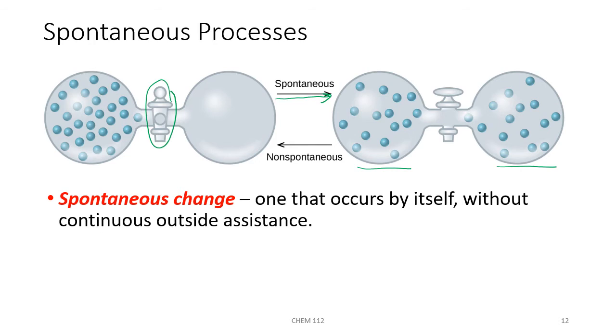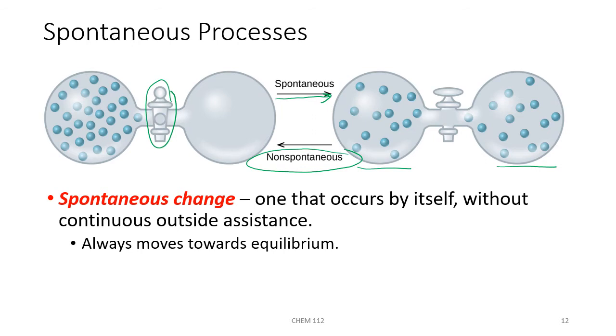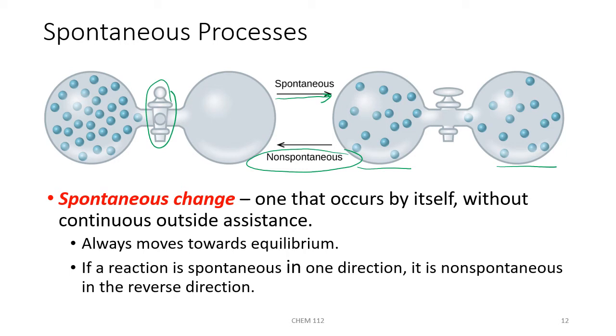If we were to think about, would this reaction or process go in the opposite direction? Will the gas particles ever move back to one side and leave one side empty? They will not. It would be non-spontaneous in the reverse direction. Spontaneous change always moves towards equilibrium. And if a reaction is spontaneous in one direction, it will always be non-spontaneous in the reverse direction. Spontaneous does not equal fast. The rate of a reaction depends upon the chemical kinetics, not if it's thermodynamically favorable or not.